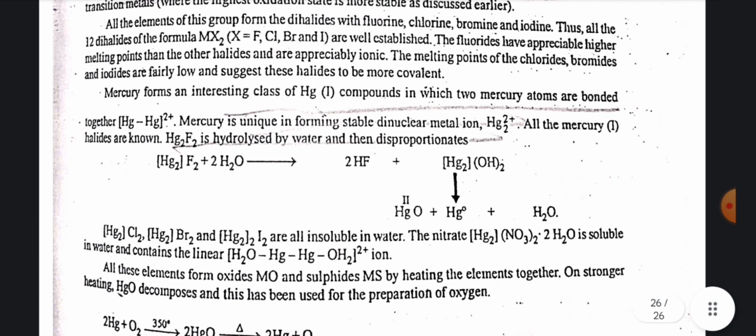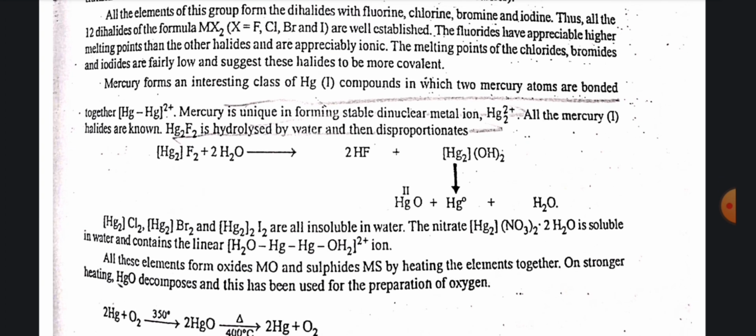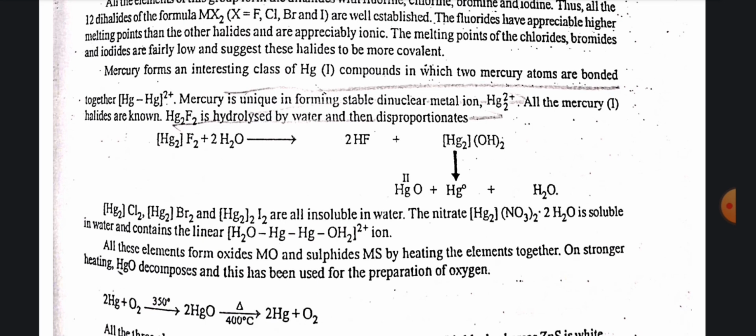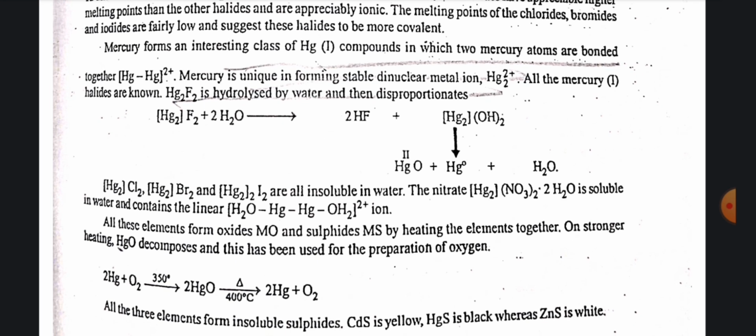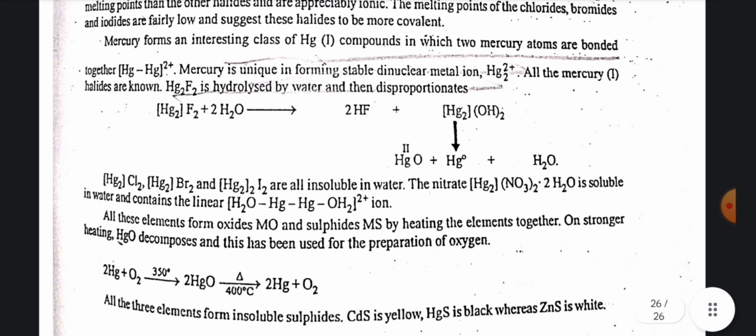All the elements of the group form dihalides with fluorine, chlorine, bromine, and iodine. Thus, all 12 dihalides are well established. The fluorides have appreciably higher melting points than the other halides and are appreciably ionic. The melting points of the chlorides, bromides, and iodides are fairly low and suggest these halides to be more covalent.